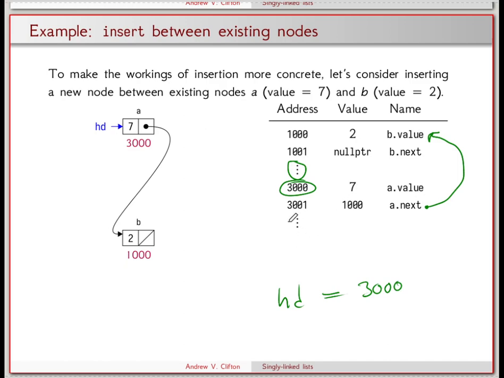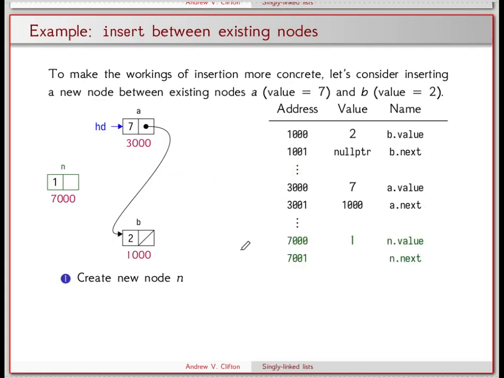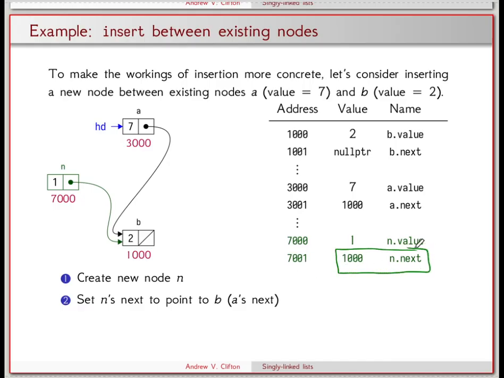So let's say we want to insert a new node in between these two. We're going to do an insert in between the 7 and the 2. First we create our new node N, right? N gets created down here at some other address that happens to be available, address 7000, and we set its value to 1. Then we set N's next to point to B, which is A's next. So that points at address 1000 up there.